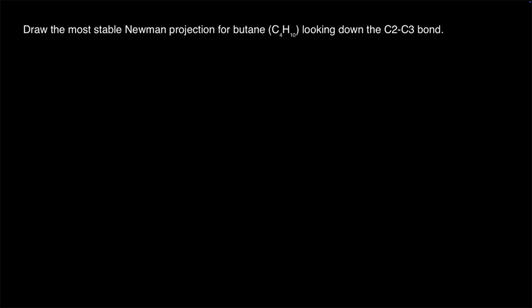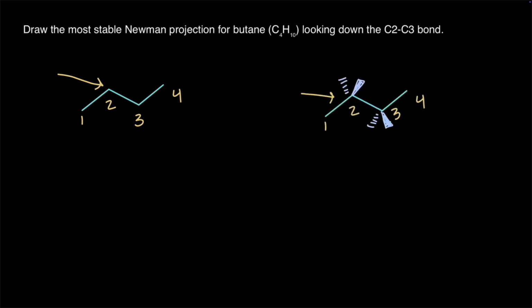Draw the most stable Newman projection for butane looking down the C2-C3 bond. First, I will draw butane's skeletal structure and number the parent chain. Butane has 4 carbons. We will be looking down the C2-C3 bond with C2 in front and C3 in the back. I will add the wedges and dashes to C2 and C3, and the hydrogens to those wedges and dashes.